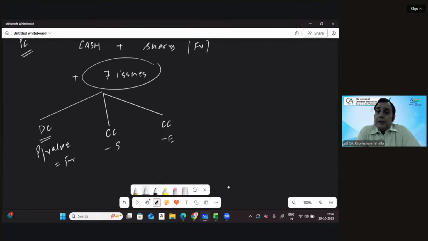Now, when you say contingent consideration, it is something which is payable in the future, but it is based on certain terms and conditions. As far as a DC is concerned, it is paid in the future, but it is definitely paid. But when it comes to a contingent consideration, it is something which is paid in the future, but is based on ifs and buts. It is something which is dependent upon the conditions met. And when you consider the contingent consideration, you need to see the parameters on which it is based.